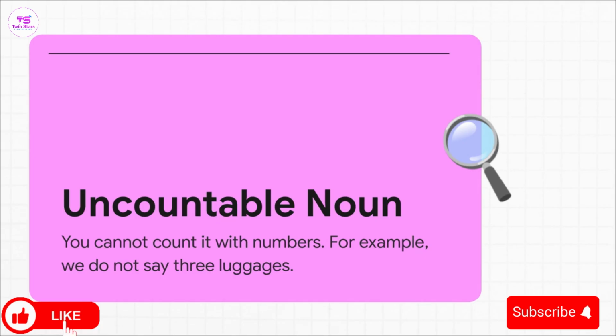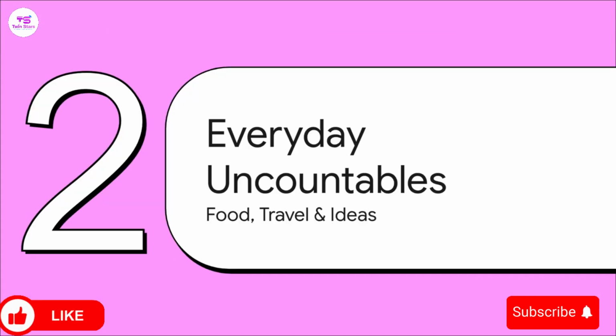So, the absolute crucial takeaway here, straight from our source material, is this simple definition. If you can put a number right before it, boom, it's countable. 4 apples, 2 shoes, works perfectly. But try saying 3 luggages. Yeah, it just doesn't work. Uncountable nouns act as a unified whole. You simply cannot count it. Moving right along.